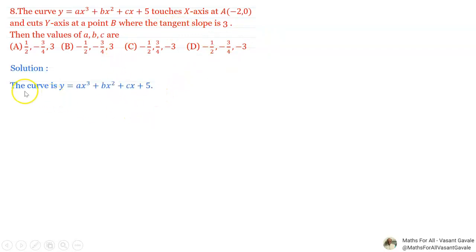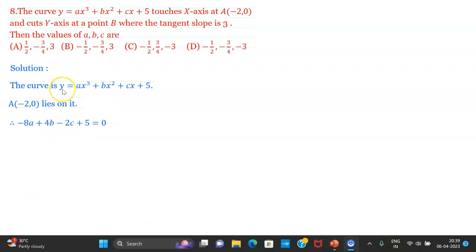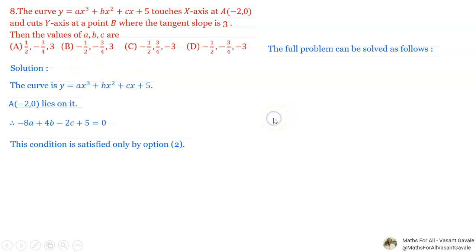Now see this here. The curve y is equal to ax cube plus bx square plus cx plus 5; the point (minus 2, 0) lies on this curve. Therefore, if we substitute y is equal to 0 and the other values here, then you will have minus 8a plus 4b minus 2c plus 5 is equal to 0. Now this condition is satisfied only by option 2. Option 2 satisfies all these conditions. Otherwise the full problem can be solved like this.